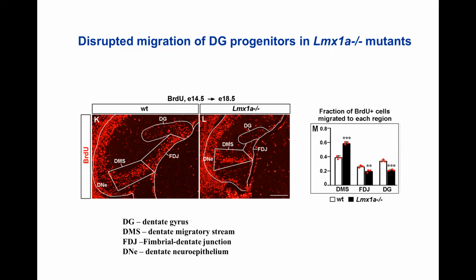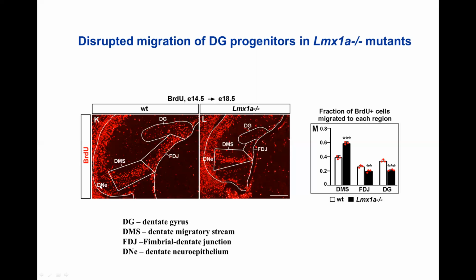So once injected into mice, BrdU is present for approximately 24 hours, and all proliferating cells in this time frame become labeled with BrdU. So we can follow up with cells at a later time. So we injected mice with BrdU at embryonic day 14.5 and analyzed them at embryonic day 18.5, 4 days later. So here is BrdU immunohistochemistry in wild-type and Lmx1a mutant mice.